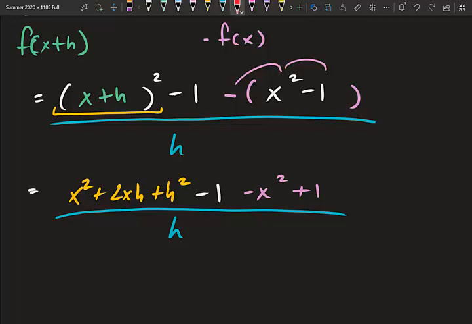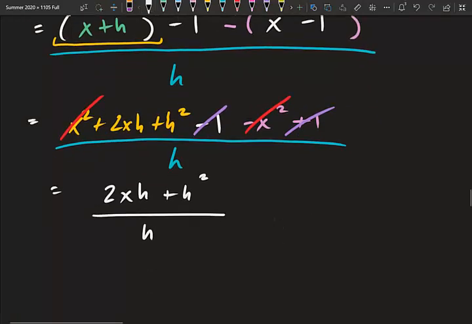Let's see if we can cancel anything out. We have x squared and negative x squared. Those cancel. We have negative 1 and positive 1. Those cancel. So let's just write what we have left over. We have 2xh plus h squared. That's it. That's all we have left over. That's all over h.